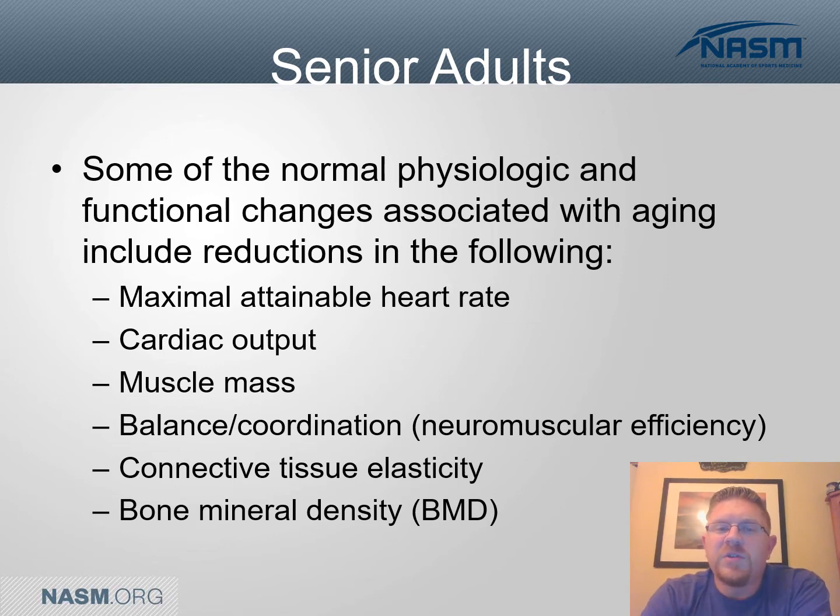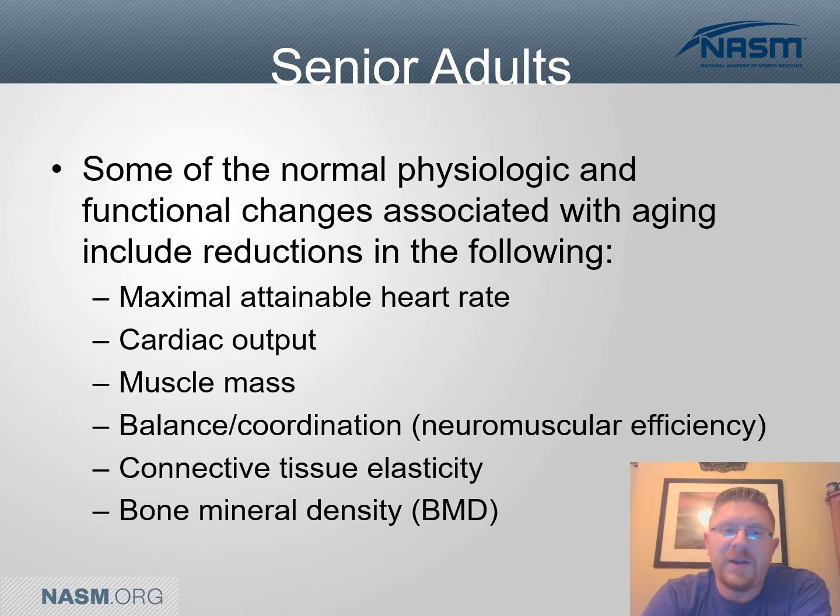Some normal physiologic and functional changes that are associated with aging include reductions in some of the following areas. Your max heart rate. We know 220 minus your age. Every year we get older, our max heart rate decreases. So when you turn 50, 60, 70, 80, you can see that's 10 beats per minute that you should be a little bit lower for your max. So you can't work quite as hard. Cardiac output. So that's stroke volume times your beats per minute. Muscle mass, that decreases with age. Balance and coordination, so that neuromuscular efficiency, that starts to go by the wayside. Connective tissue elasticity, bone mineral density. Your bones actually get more brittle, they get thinner.